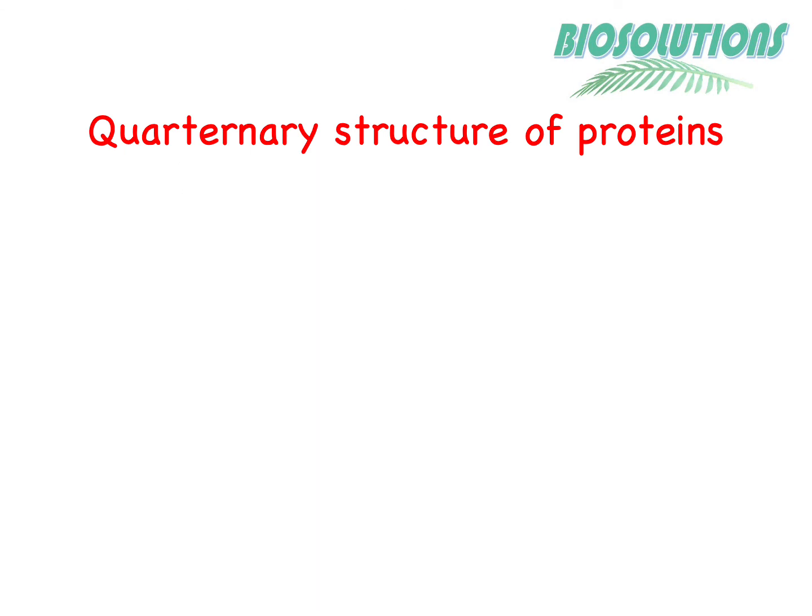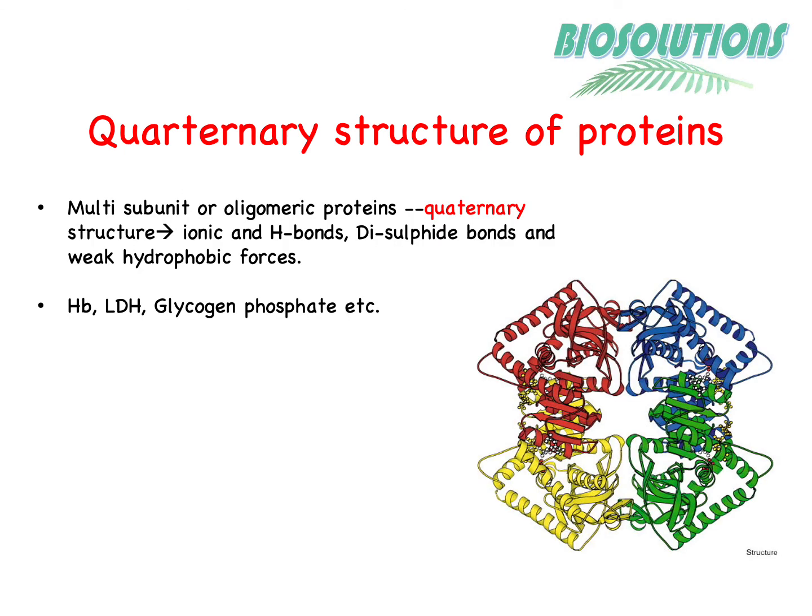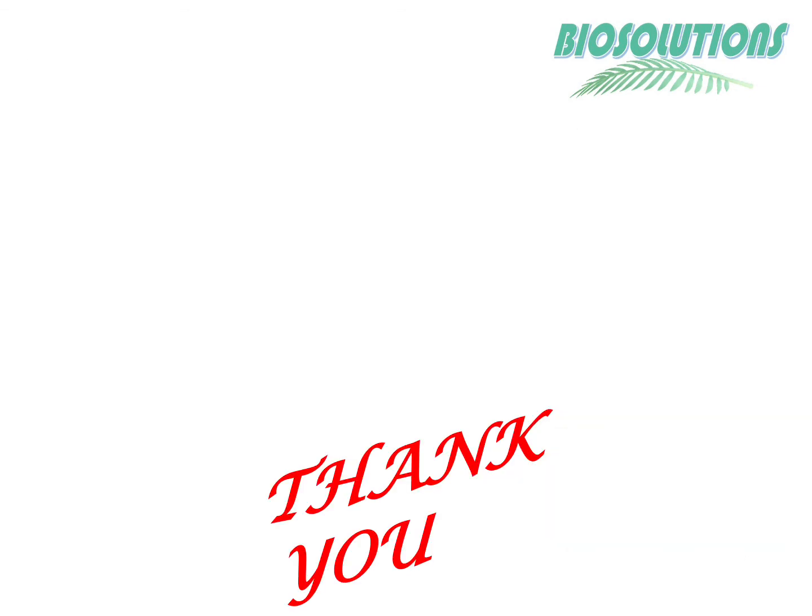Finally, we look at the quaternary structure of a protein, which is found in multi-subunit or oligomeric proteins. For example, in hemoglobin, LDH or lactate dehydrogenase, glycogen phosphorylase molecules. These structures have 2 or more protein subunits held together by ionic and hydrogen bonds, disulfide bonds, and weak hydrophobic forces.